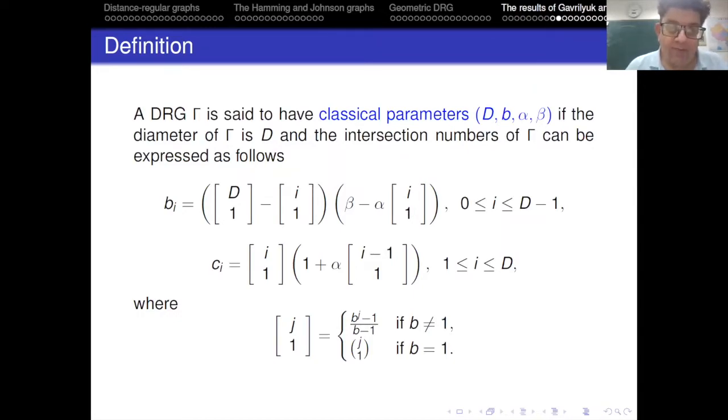If the diameter of gamma is D and the intersection numbers of gamma can be expressed as follows: B_i is [D choose 1] minus [i choose 1] times (beta minus alpha [i choose 1]), and C_i is [i choose 1] times (1 plus alpha [i minus 1 choose 1]), where i is between 1 and D, and [j choose 1] is the Gaussian coefficient. That means that [j choose 1] is (B^j minus 1) over (B minus 1) if B is not equal to 1, and just the binomial coefficient if B is equal to 1.